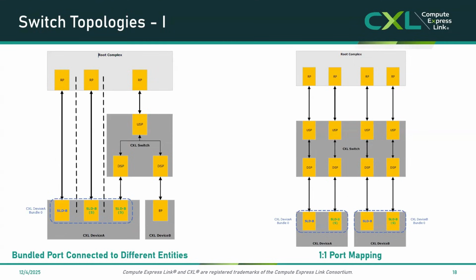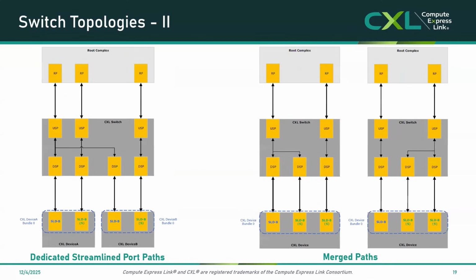On the left-hand side, it shows a CXL bundle device that has 2 ports connected directly to the host and one other port connected to a switch. That is a supported construct for the spec. It will impose some limitations on how memory can be interleaved, etc. But again, those are system-level decisions that can be made based on the workload and the use cases that are being looked at. Next slide, please.